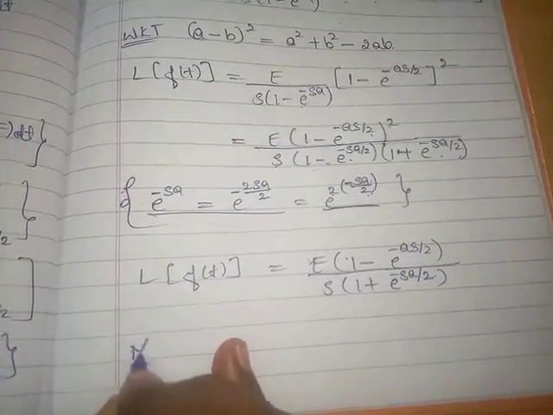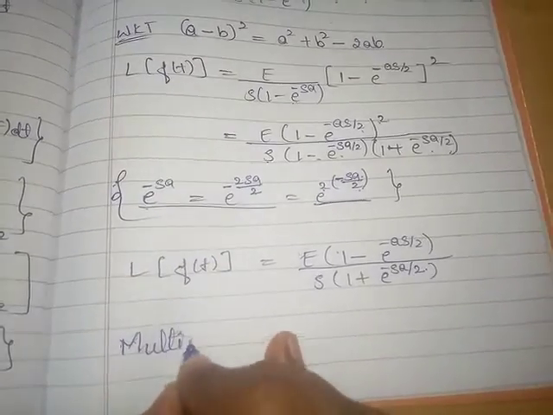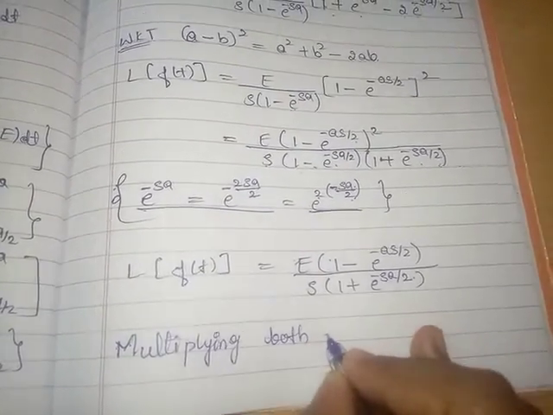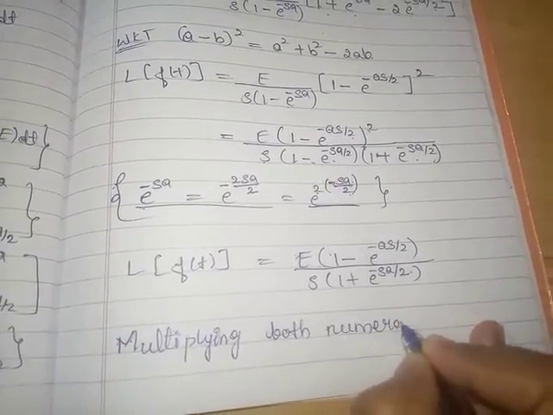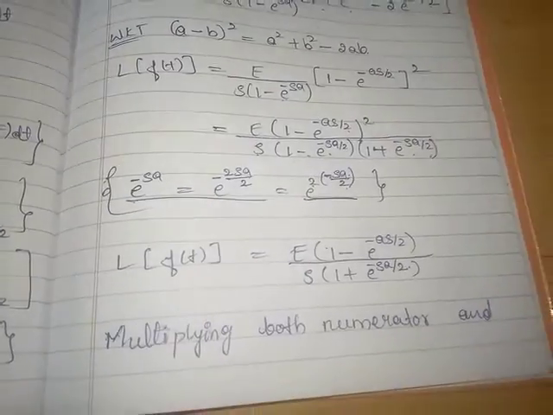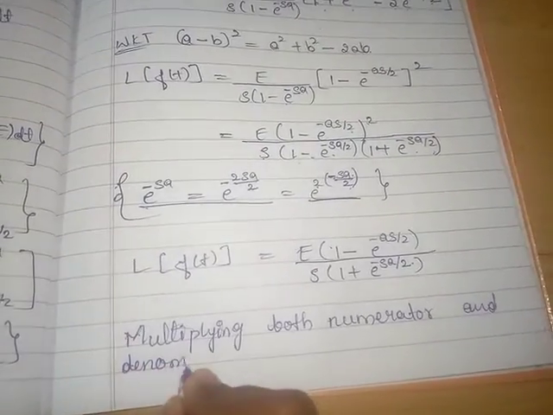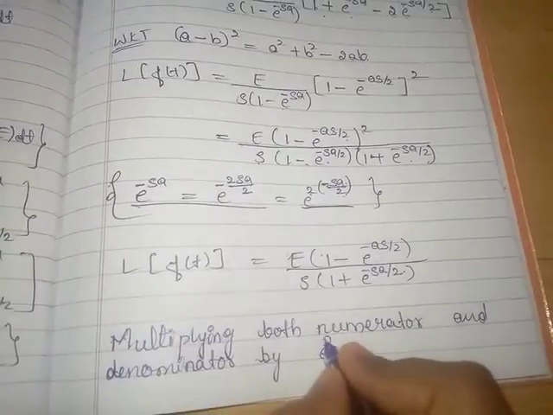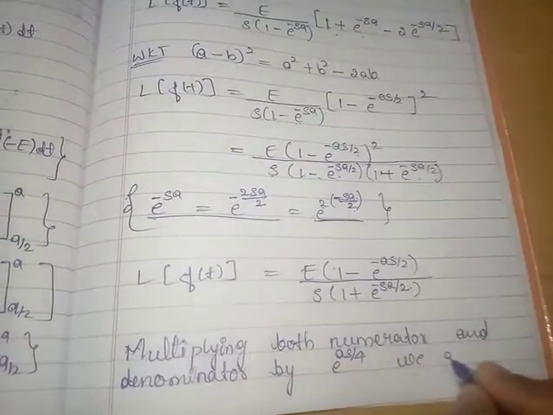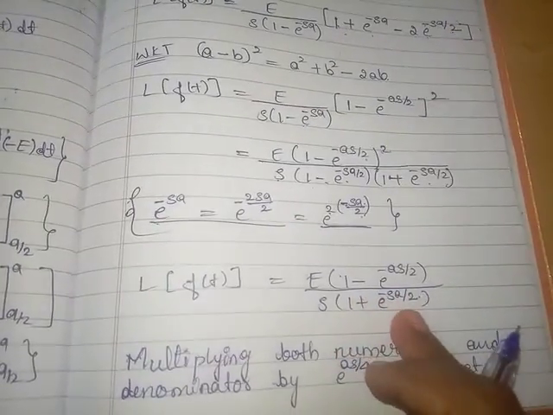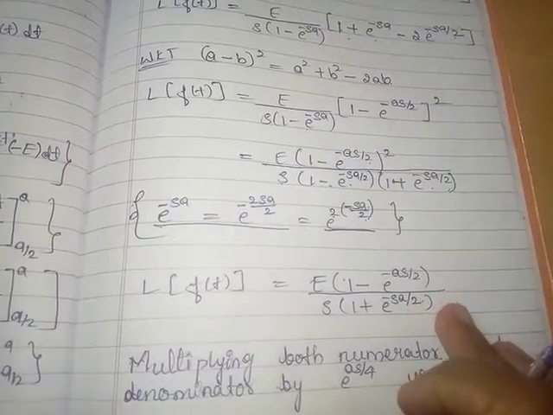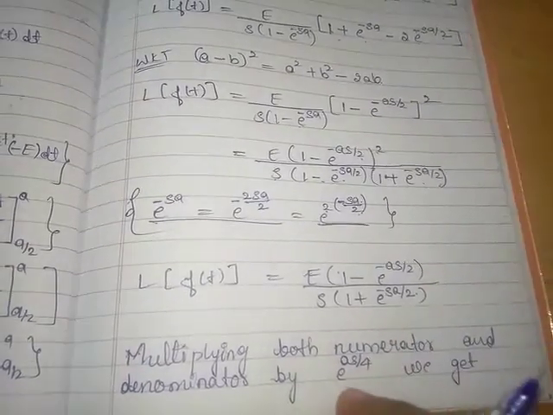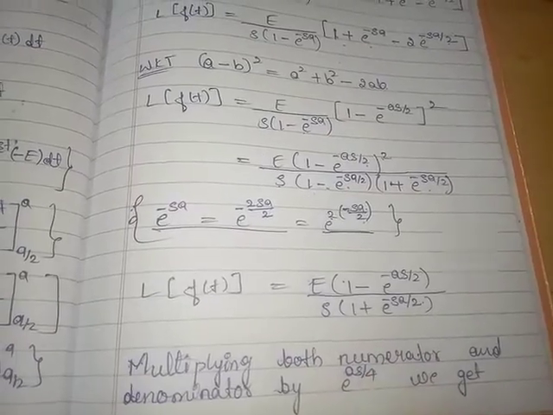We get, multiplying both numerator and denominator by e raised to as by 4. See here, our last term is like this. We can also calculate this further to get the required result. To get that required result, we have to multiply numerator and denominator by e raised to as by 4.